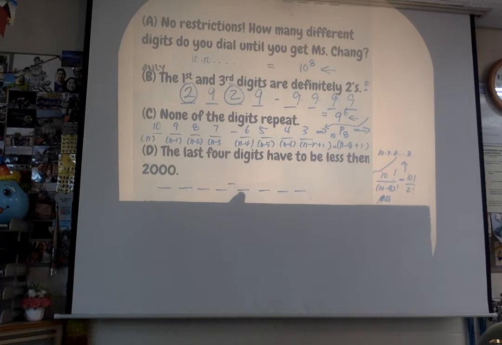That means, how many choices do I have here? It could either be a 0 or 1, right? Because it has to be less than 2,000. So that means I have how many choices? 2. 0 or 1 only. How about the other ones? 10, 10, 10, 10, because there's no restrictions on the other ones.